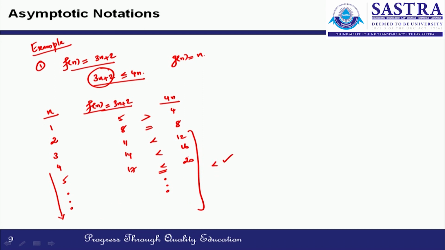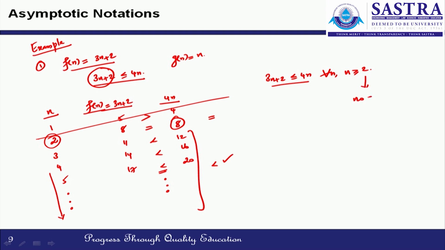Here only an equality relationship holds. So, the intersection point is at n is equal to 2. So, the relationship 3n plus 2 is less than or equal to 4n holds for all n greater than or equal to 2, which means n0 is equal to 2.